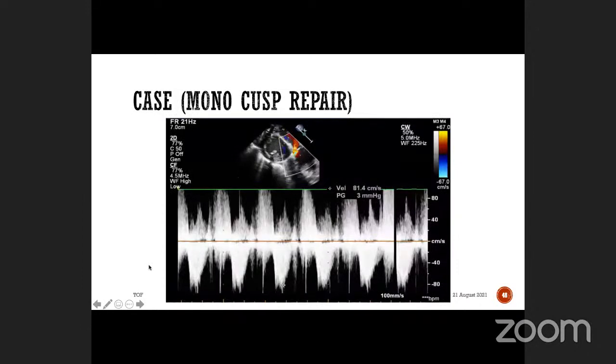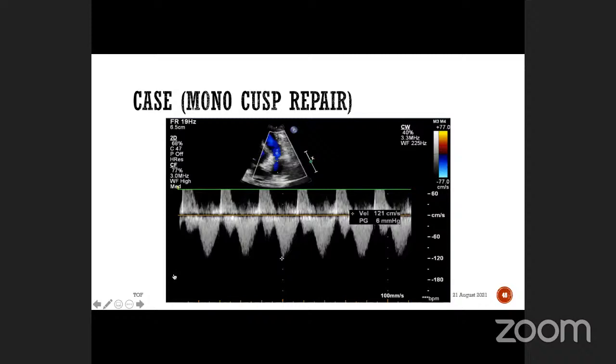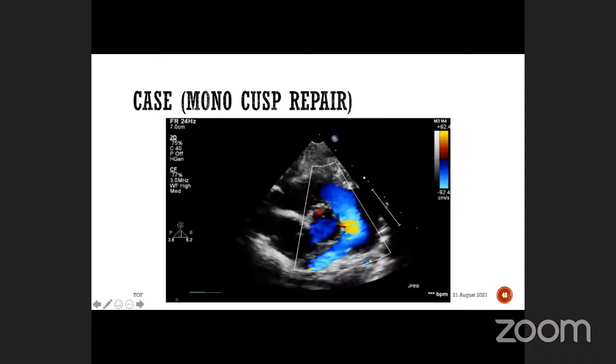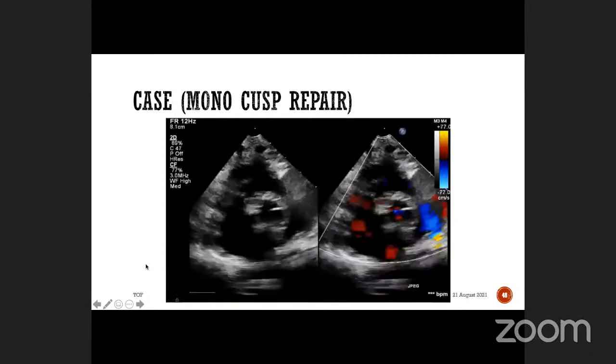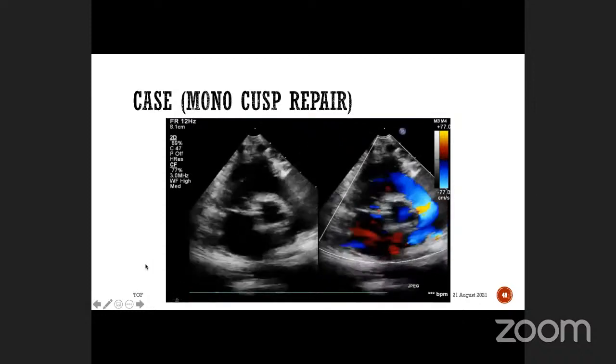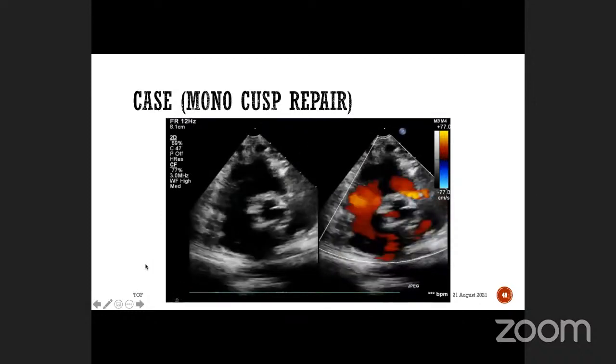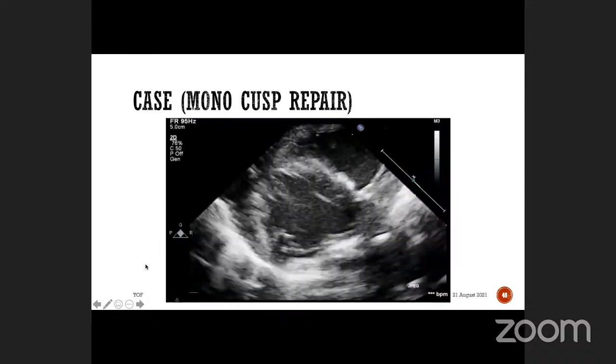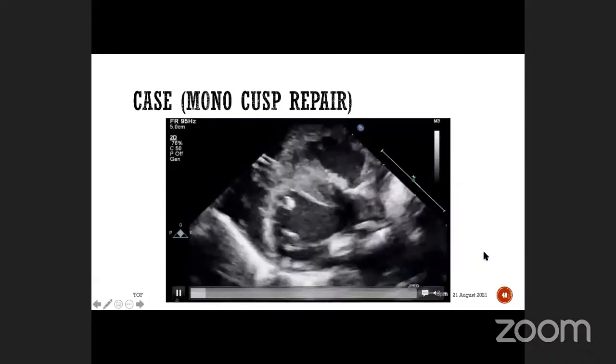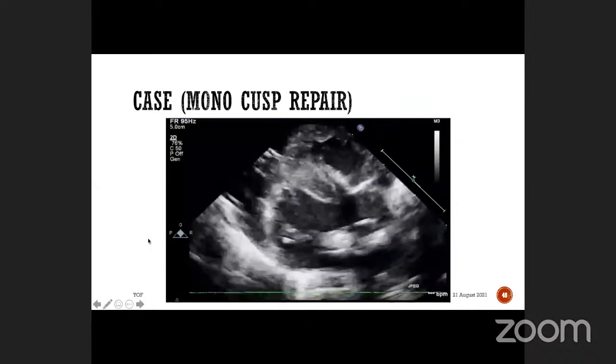You cannot ever have zero pulmonary leakage. The gradient is 3, so that's good. There's no stenosis. But there is always PI, but you're changing it from a full-blown severe pulmonary leakage into mild to moderate. And the whole idea is to prolong the time that you need to re-intervene surgically in the future.